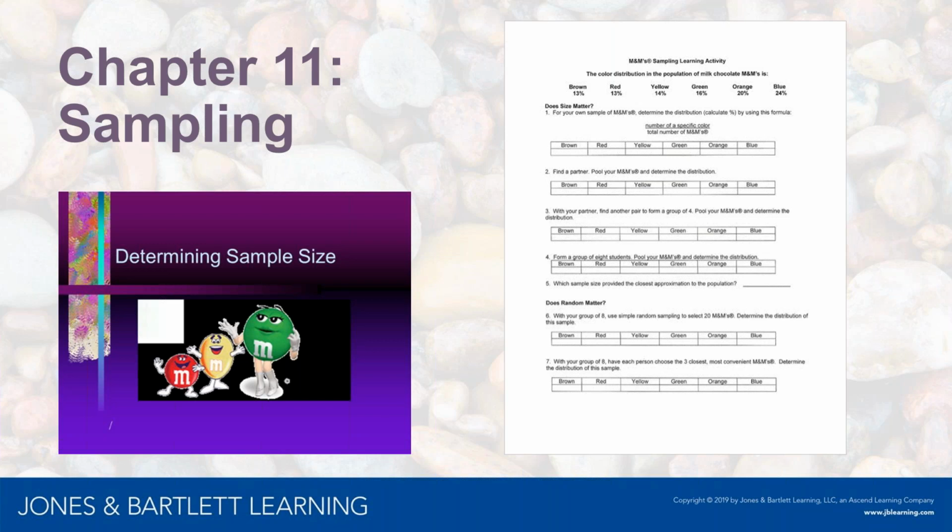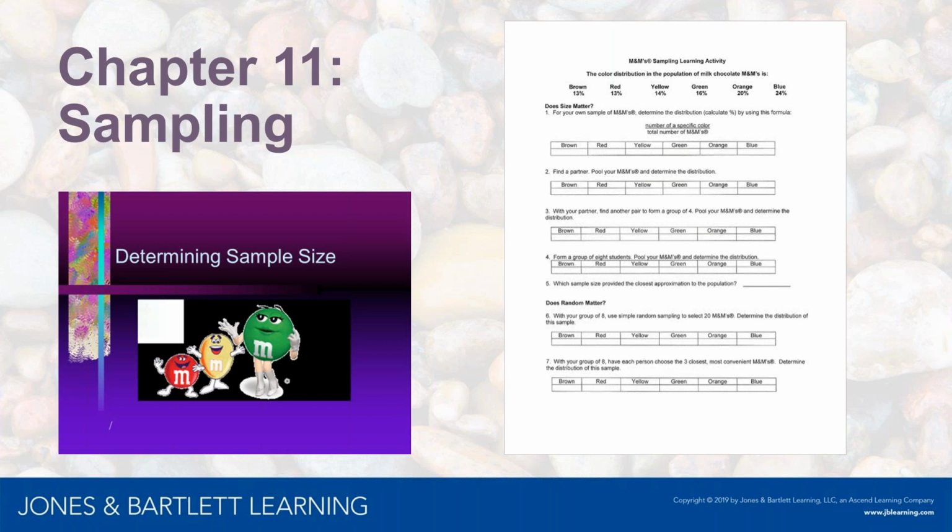So I have the first student count their own bag. Then the next step is they pair their bags. Then the next step is they get in groups of 4. And then the final step is they get in a group of 8. And hopefully they'll see as their sample size gets larger, it is more representative of the population.